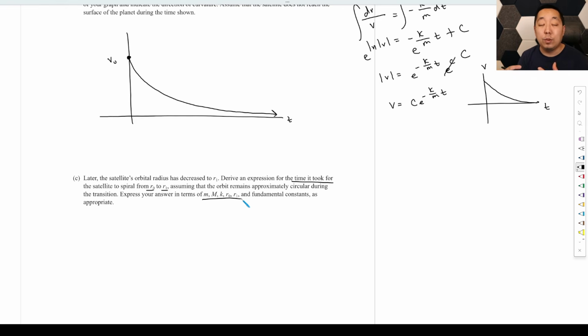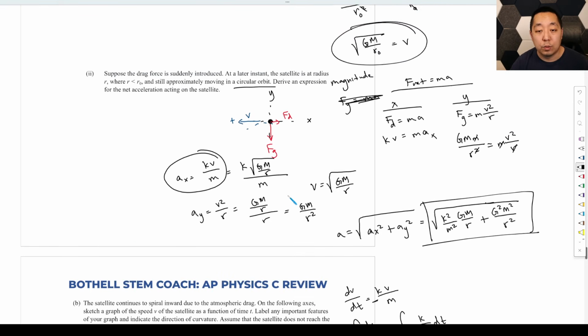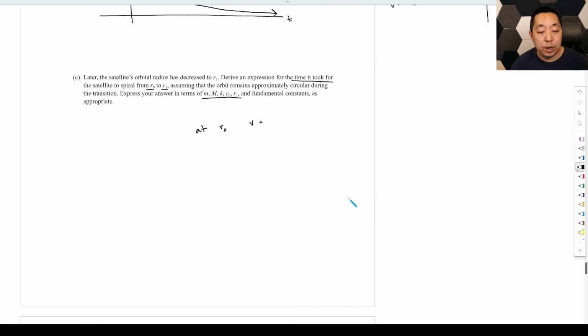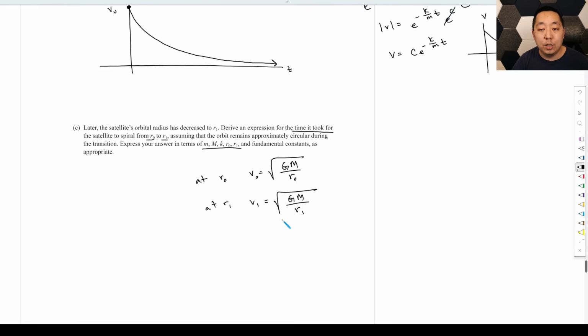So that's where we look at our equation, right? So we know at the start at R0, our velocity ought to equal what we derived in part A, which was square root of GM over R0. All right, so that's the initial velocity. And at R1, the velocity ought to be square root of GM over R1. Okay? And then we just have to look at this equation.